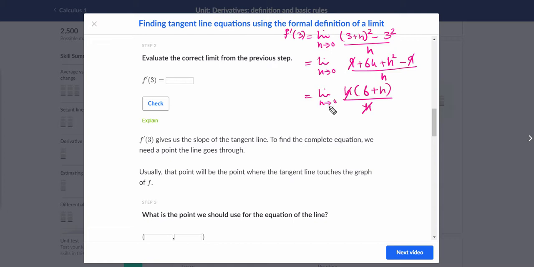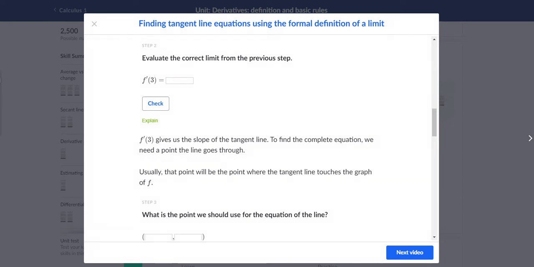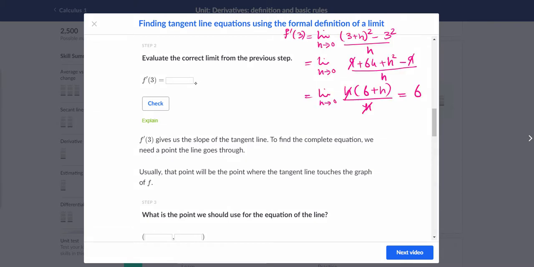Now I'll put h approaches 0, which means in place of h I'll put 0. So my answer will be equal to 6. So for this one, my correct answer will be 6. So I'll just type it over here and check. So it will be 6, and this is correct. Okay, now what is the point we should use for the equation of the line? That's the next question.